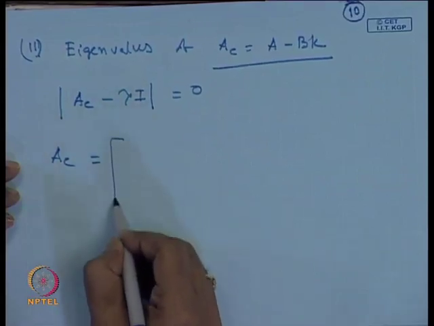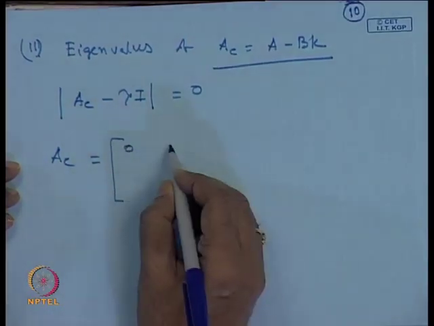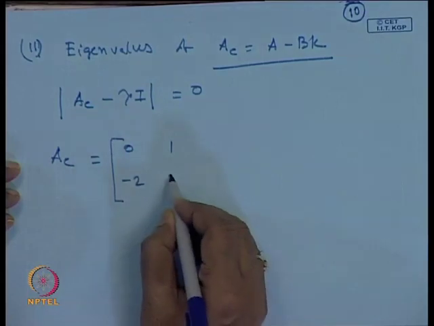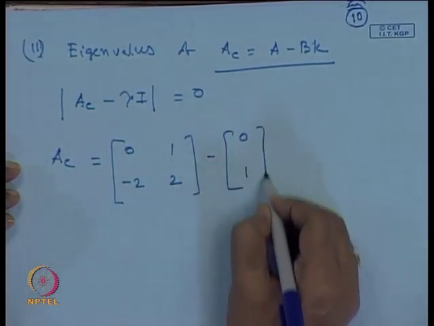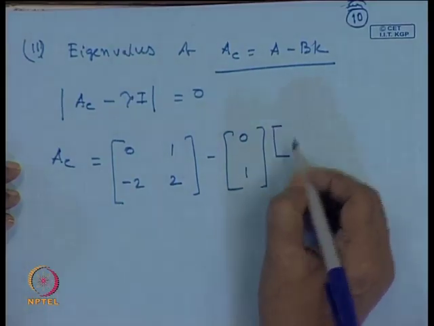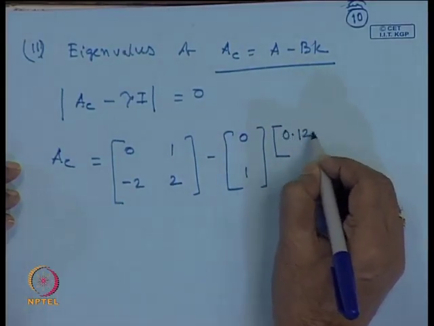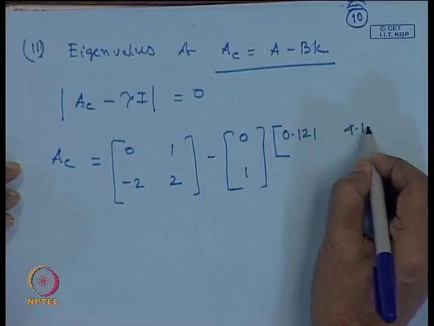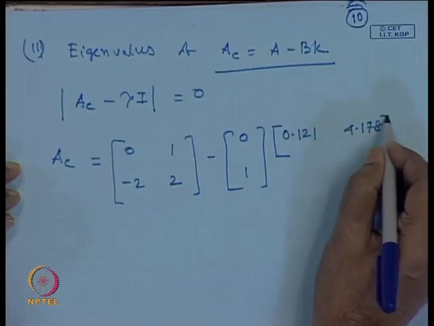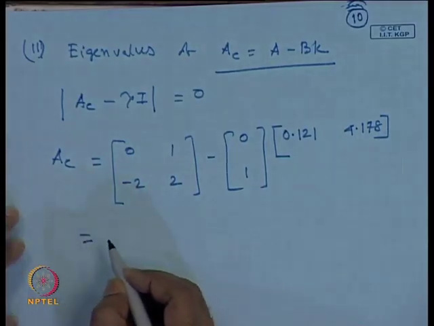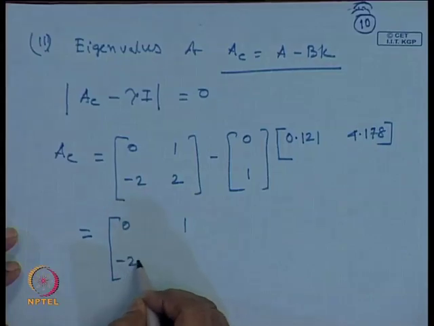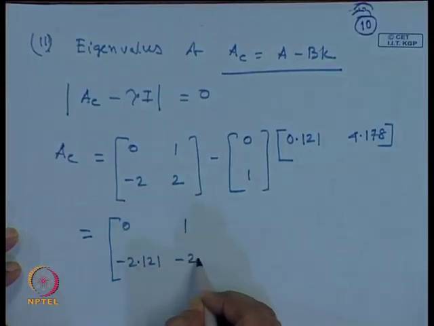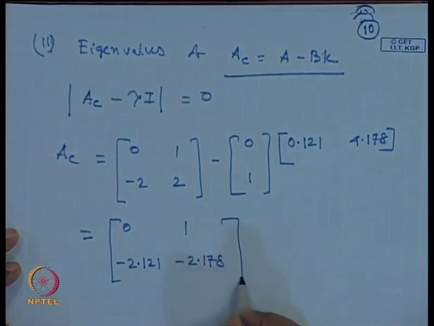So, you just find out first A c. A c is our A, and A is what? 0, 1, minus 2, 2, and B is 0, 1, and K we got, 0.121, 4.178. So, now if you simplify this one, ultimately you will get this matrix: 0, 1, minus 2.121, minus 2.178. This is the closed loop system.